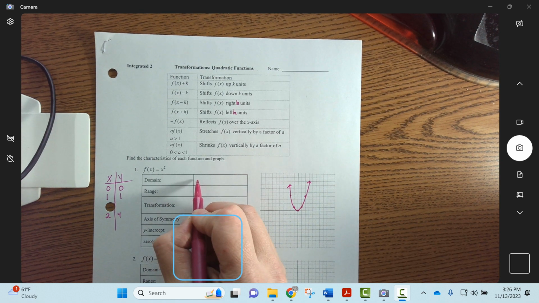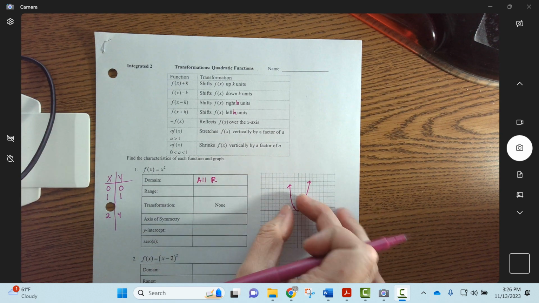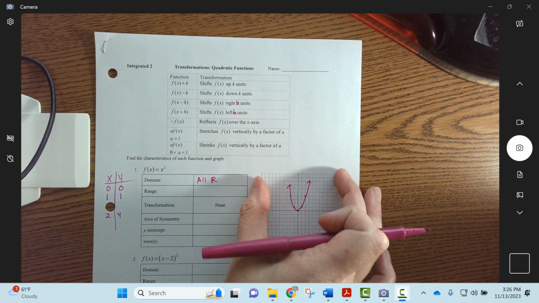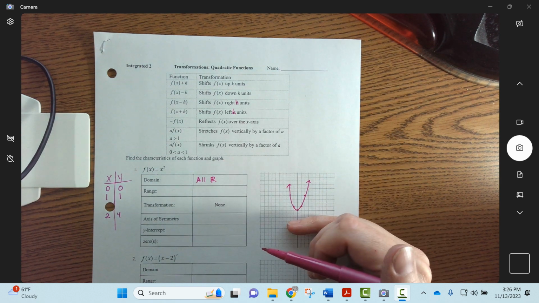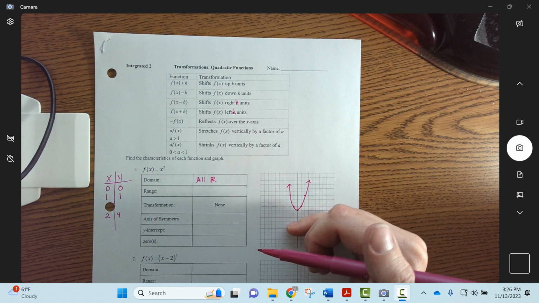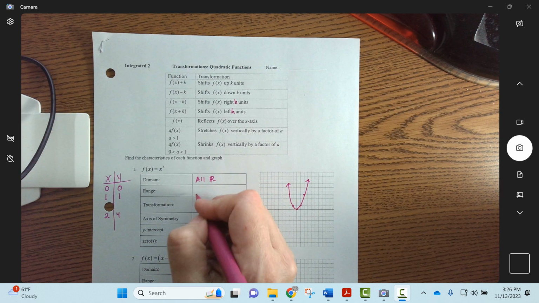So the domain for this one is all reals. Really similar to the absolute value, it's going to go left and right forever and ever. And then instead of a V, it's just rounded, but we do have that vertex type thing here. So the range is y is greater than or equal to 0.